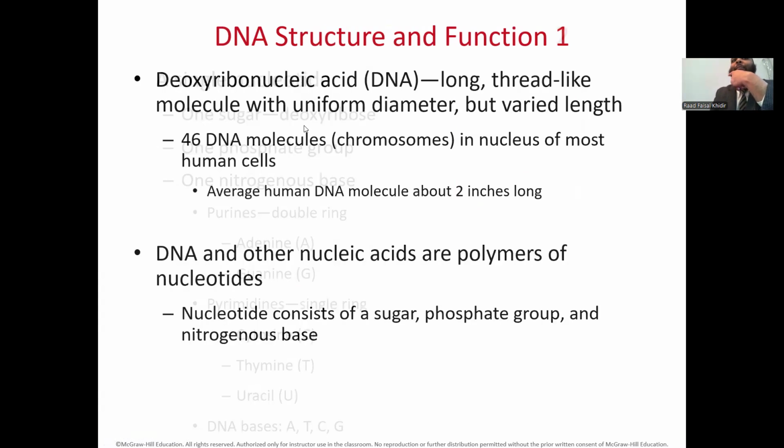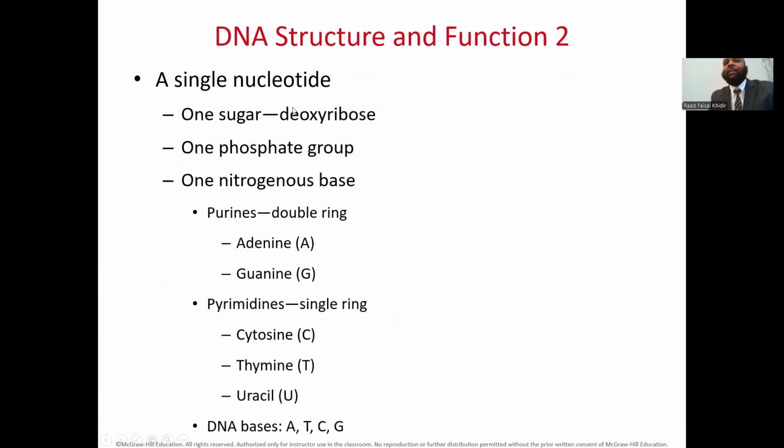So now let's examine one single nucleotide. The single nucleotide is going to have 1 sugar. For the DNA it is deoxyribose. For RNA, it has an oxygen on it. 1 phosphate group and 1 nitrogenous base. Now you need to know your nitrogenous bases in the sense that we have 2 classes, purines and pyrimidines.